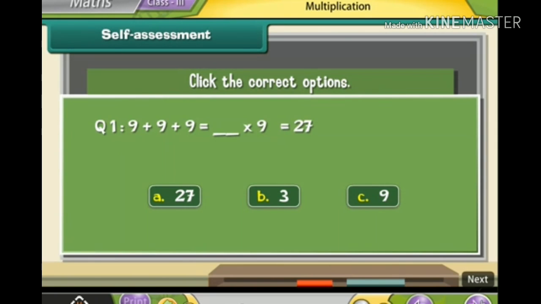Before proceeding further, let us know how much you have learned. Click the correct option.